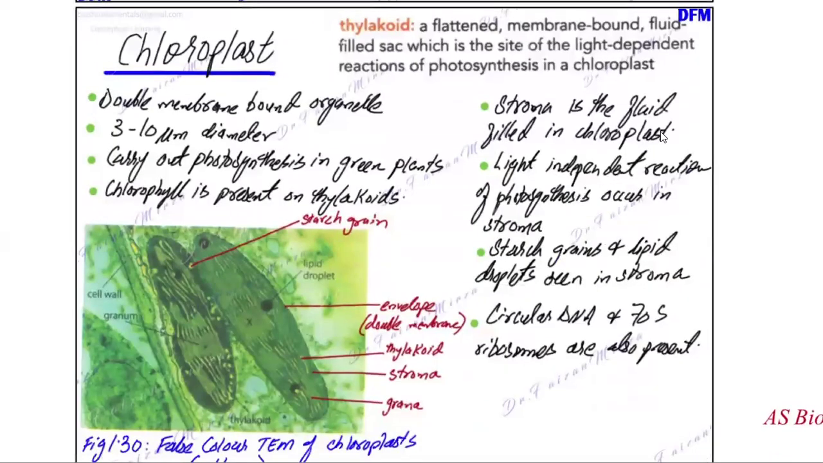Moving to chloroplast. Chloroplast is a double membrane bound organelle. The diameter is about 3 to 10 micrometers, which means it's larger than mitochondria. It carries out photosynthesis in green plants. Chlorophyll is present on thylakoids.